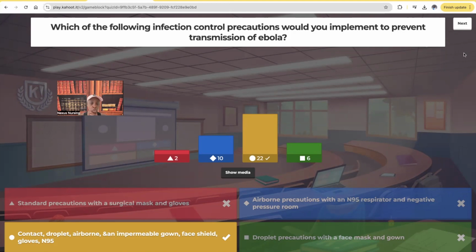Contact precautions, droplet precautions, airborne precautions. You're going to wear an impermeable gown. You're going to wear a face shield. You're going to wear gloves and an N95.